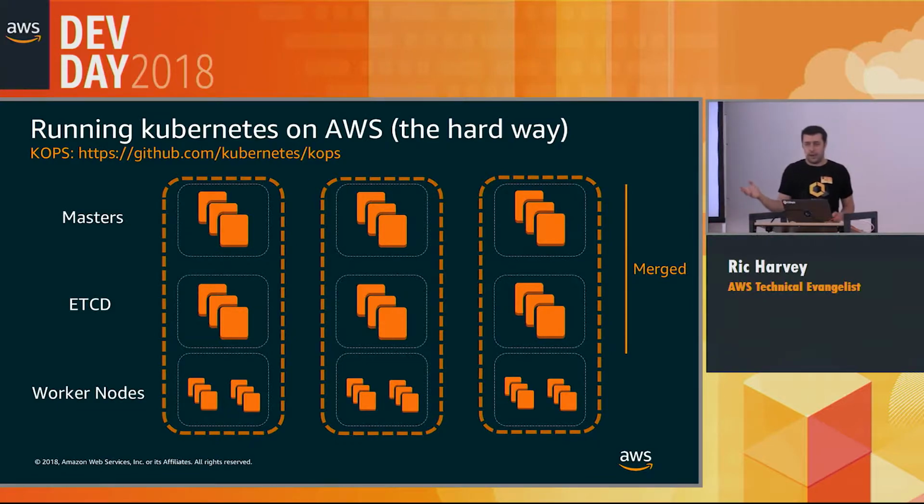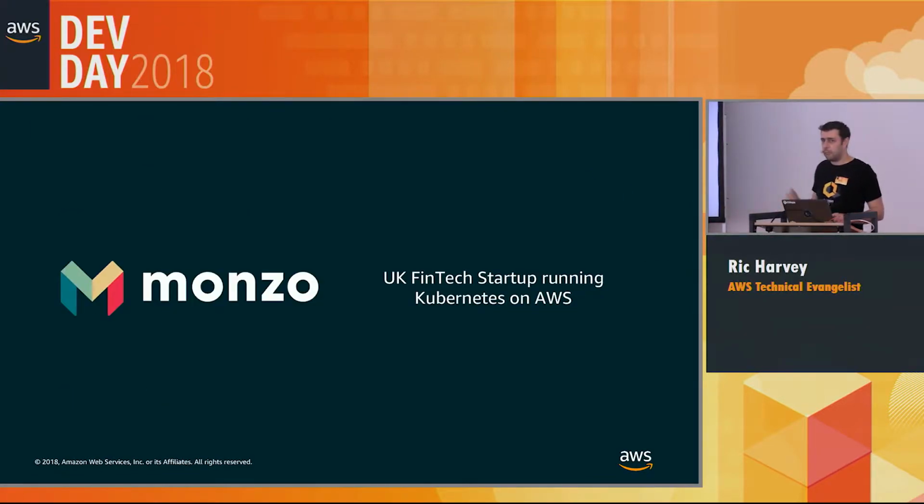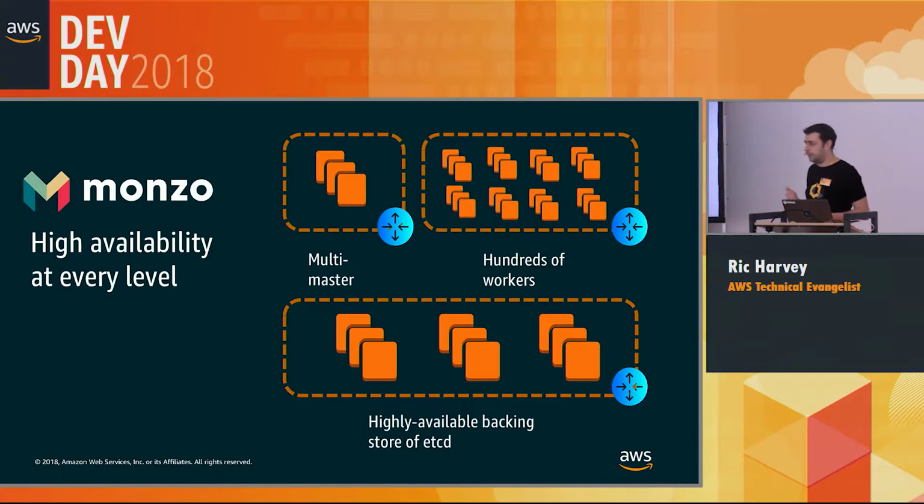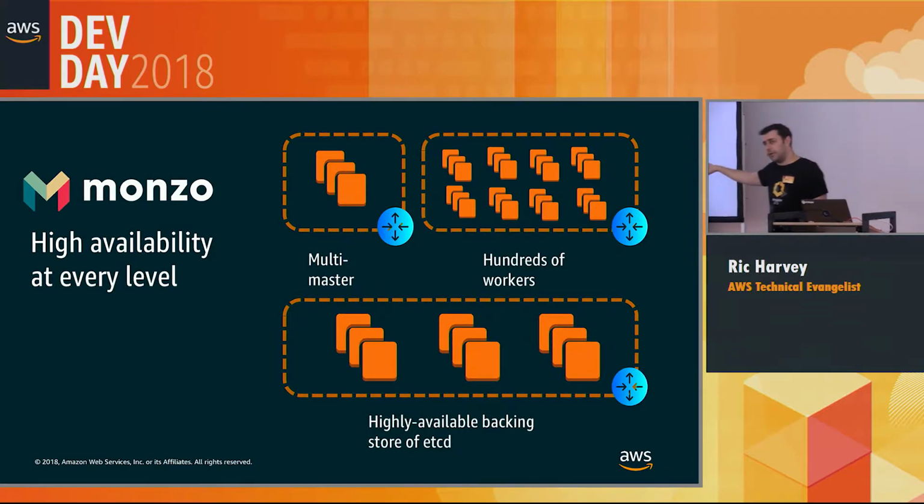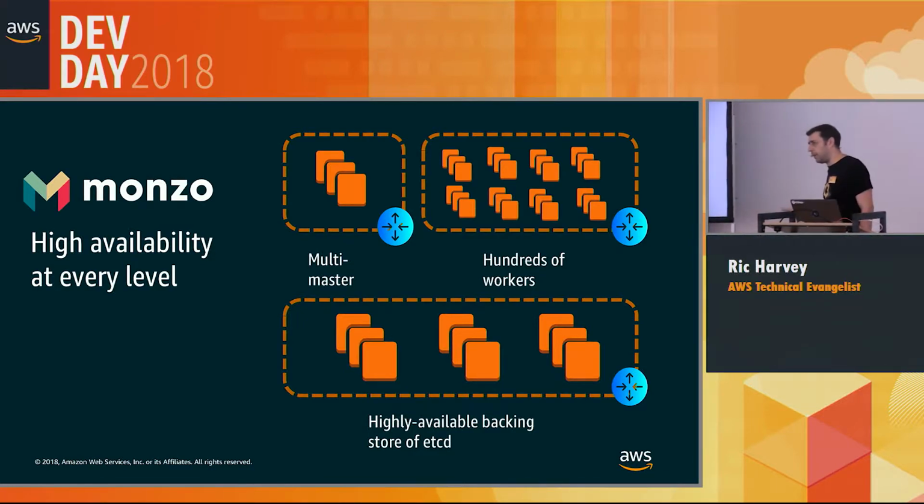So we've got customers who do this. Monzo, for example, UK fintech startup bank, they run Kubernetes, and they gave us a great quote. But this quote also highlighted the fact that it's hard. They run multiple masters, hundreds of workers, which mean they need a lot more etcd servers. So they've got a lot of infrastructure they're now managing.